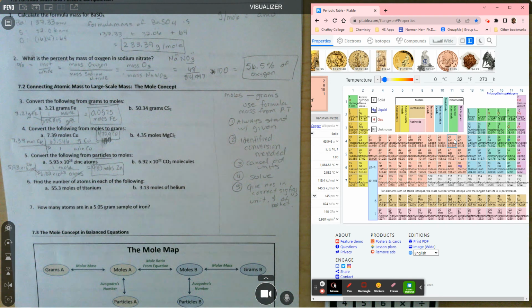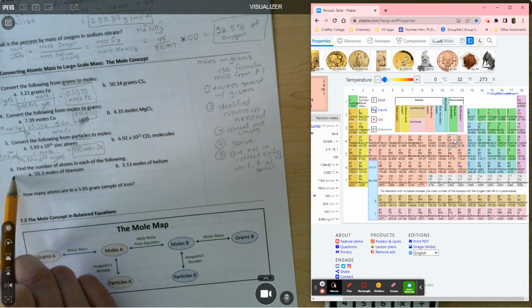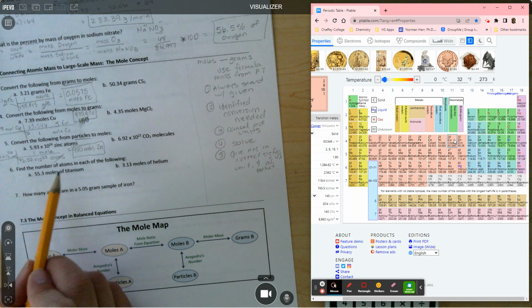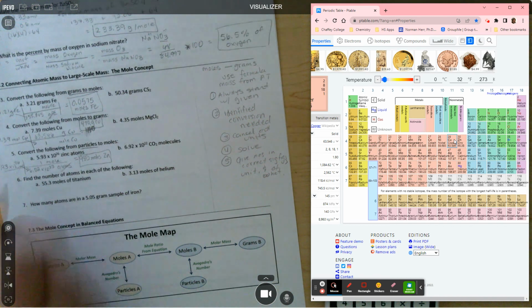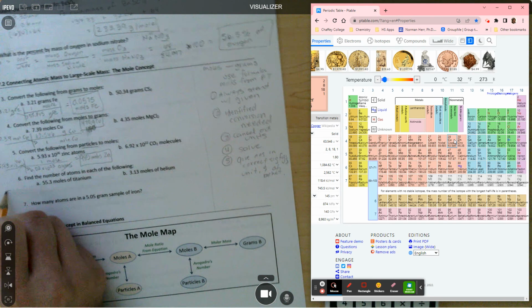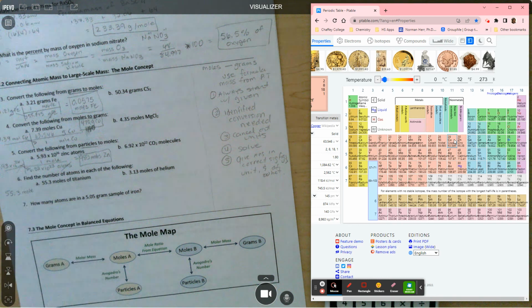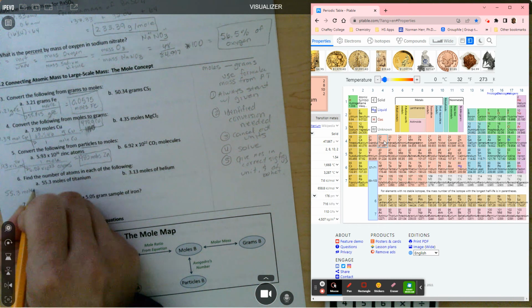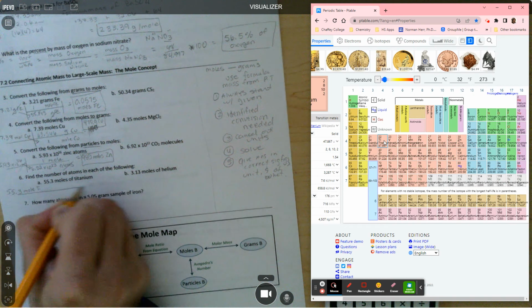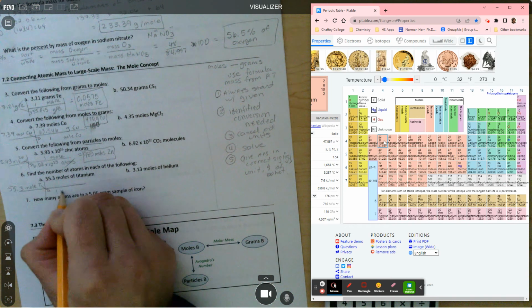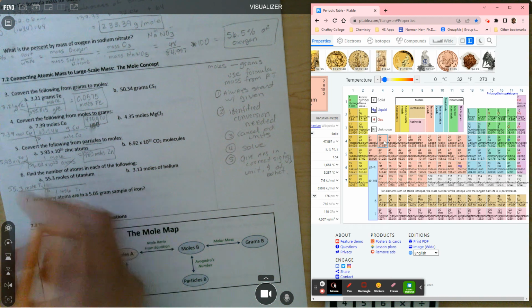All right. Let's go into this one. Now we're going to convert from moles to atoms. We want to know the number of atoms. So it's the reverse process. 55.3 moles of titanium. Now, I don't remember the symbol for titanium. Ti, there it is. Ti. Okay, bring that unit down. 1 mole of titanium.